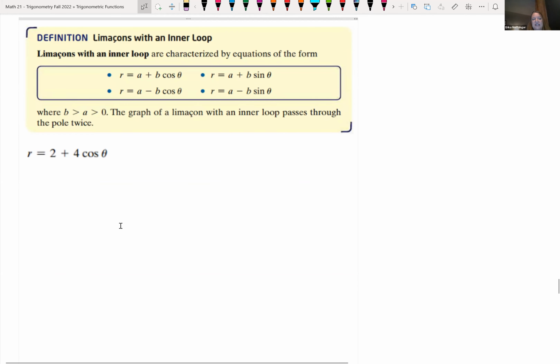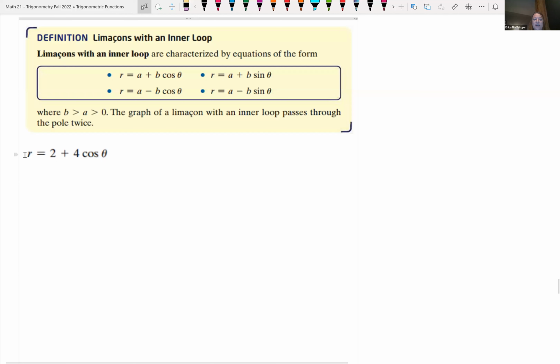So in front of us is the definition of a limaçon with an inner loop. A limaçon with an inner loop is characterized by equations in the form r equals a plus or minus b cosine theta, or r equals a plus or minus b sine theta. In this case, our coefficient b is greater than our coefficient a, which has to be greater than 0. In this case, the graph of the limaçon with an inner loop passes through the pole twice.